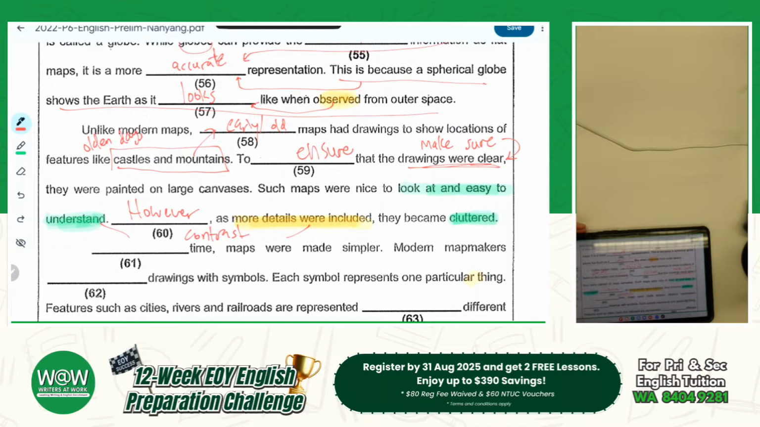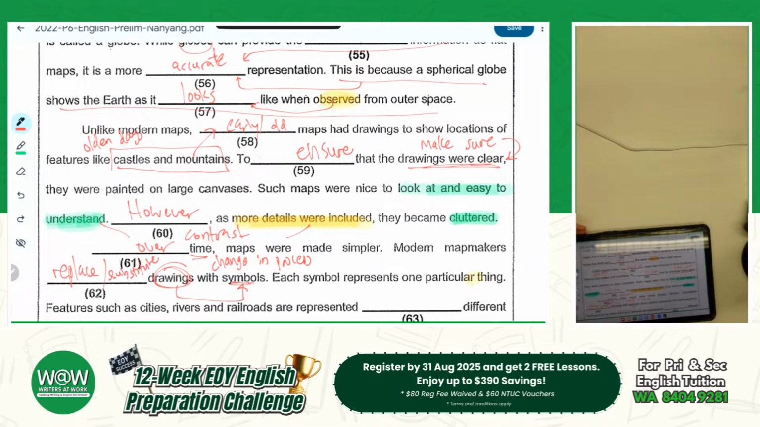Dash time, maps were made simpler. Okay, so we are looking at how there's a change in the process. So we'll say over time. Okay, very good. Modern map makers dash drawings with symbols. So we are saying that the drawings is now shown using symbols. So we can say that they replace the drawings with symbols. Okay, or they substitute also can.